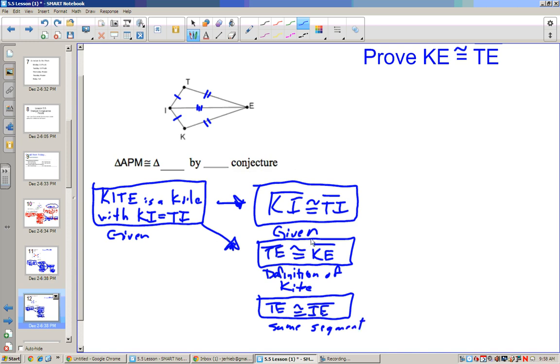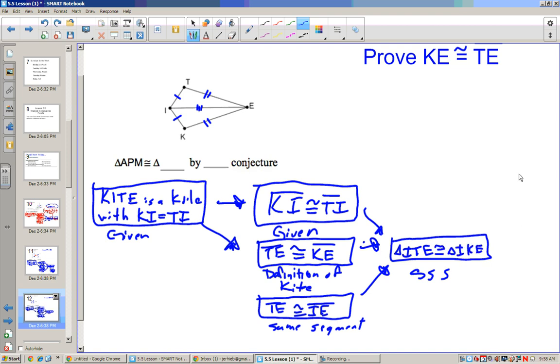All right, so now we have three pieces of evidence, and all three are sides. So we know that these triangles are congruent by side, side, side. So we'd say triangle ITE is congruent to triangle IKE. And from that, can we prove KE is congruent to TE? Well, KE are the last two letters, and so are TE. So we can state this. KE is congruent to TE. And the reasoning is corresponding parts of congruent triangles are congruent.